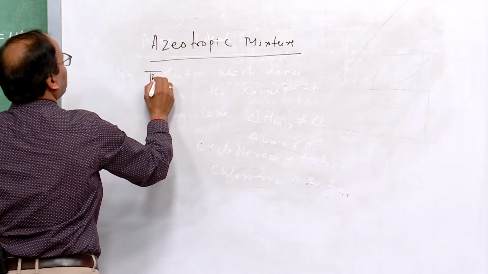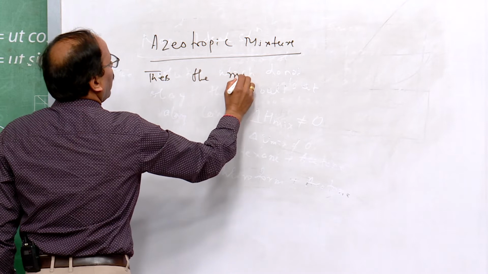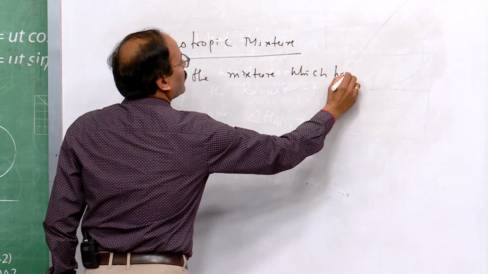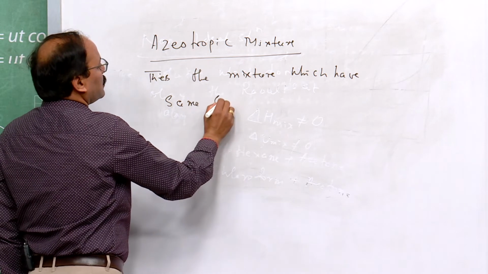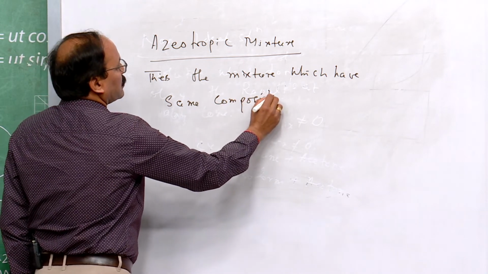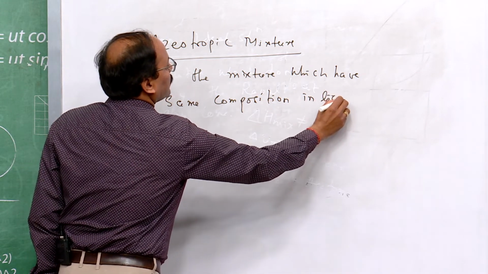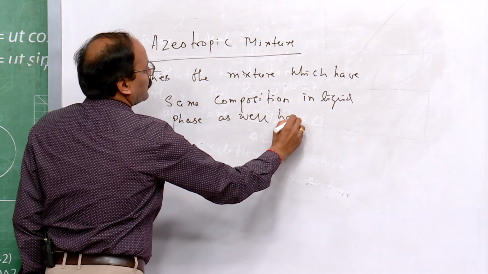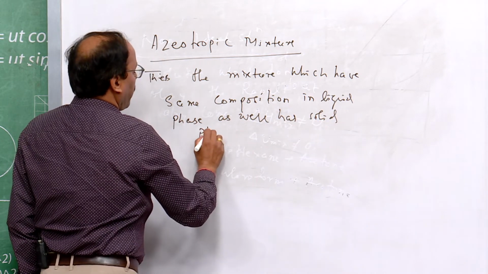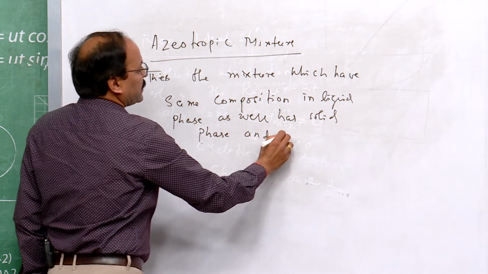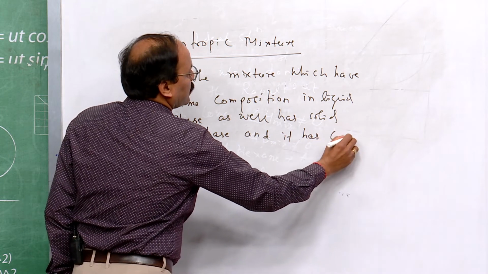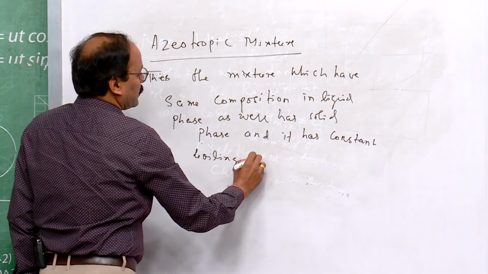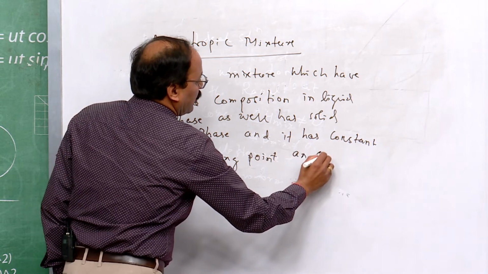Azeotropic mixture: this is the mixture which has the same composition in the liquid phase as well as the vapor phase. And it has a constant boiling point, and cannot be separated.